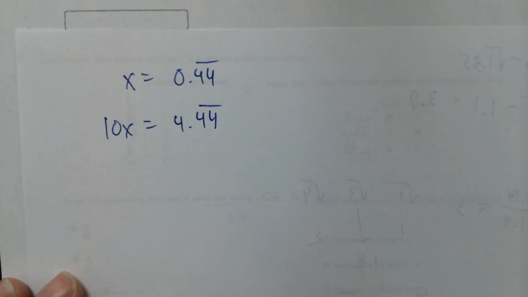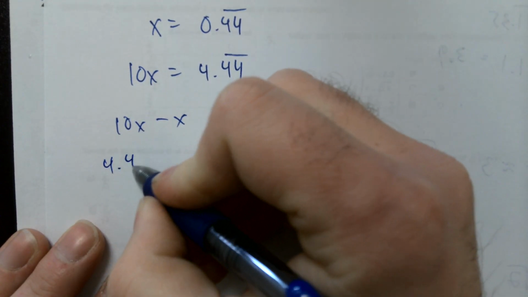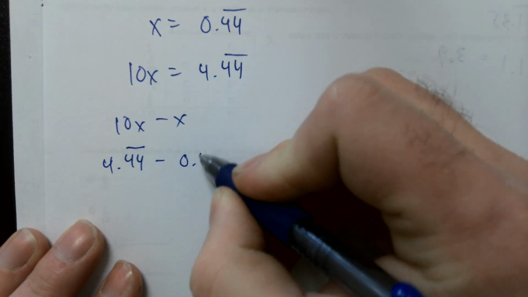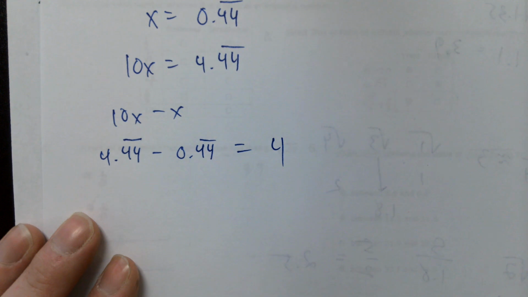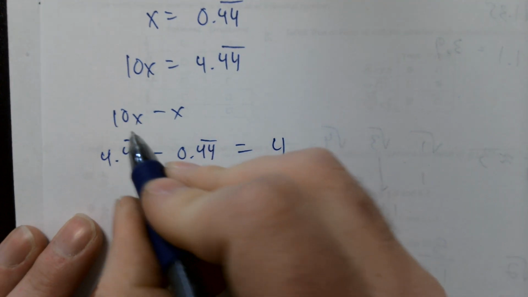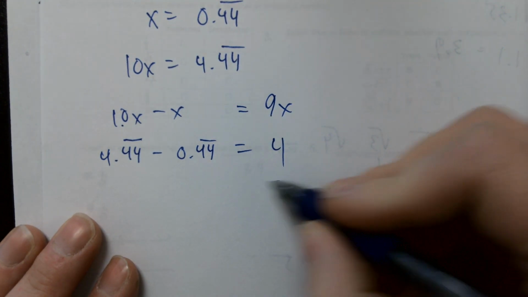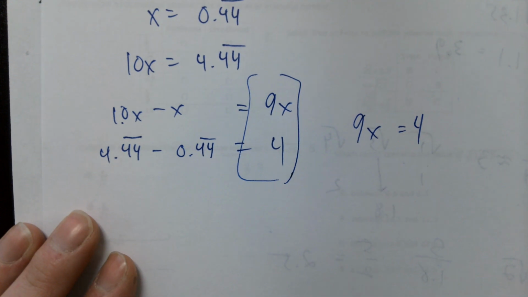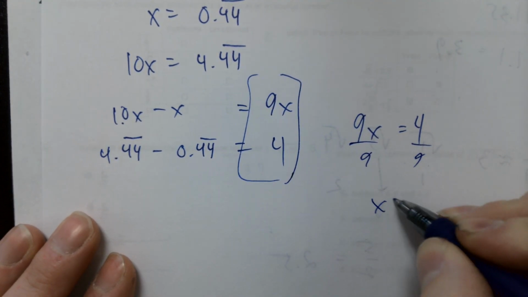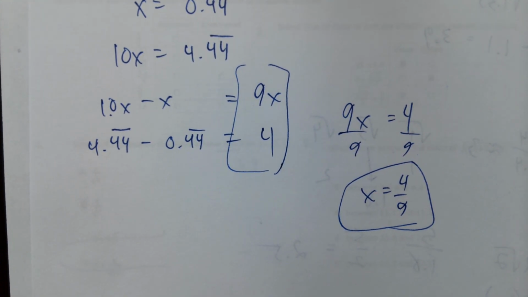Yes. Okay. What is 10x minus x? Well, that's 4.44 repeating minus 0.44 repeating. What is that equal to? 4. Right? What is 10x minus x? Well, that's 9x. These are now the same thing. 9x equals 4. How can I get x all by itself? 4 over 9.